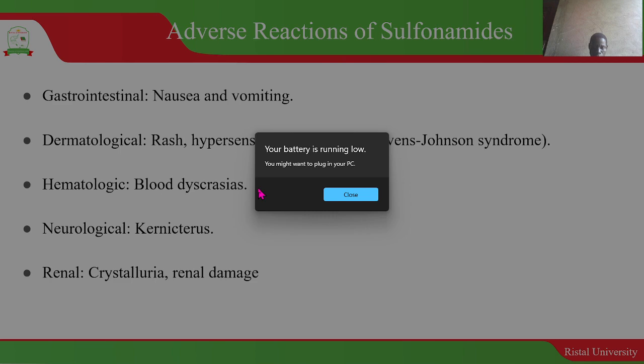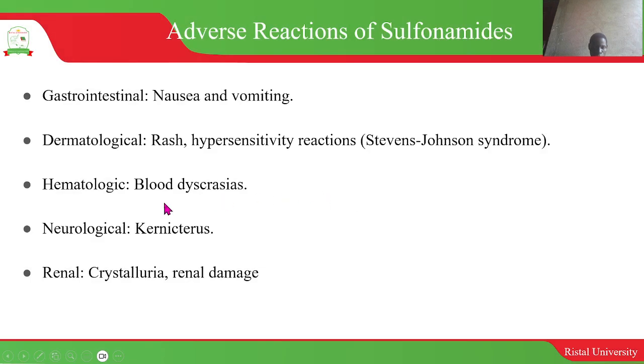Hematology, we have blood disorders, dyscrasias, which means blood disorders. Neurological, we have kernicterus. Renal, it can also cause crystalluria, crystals in urine, and also renal damage.